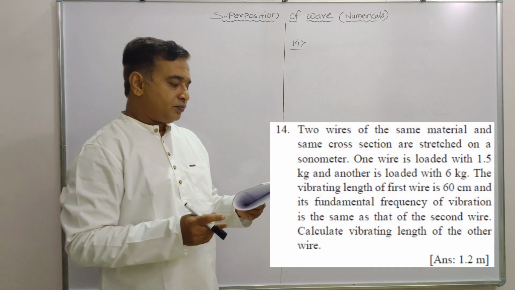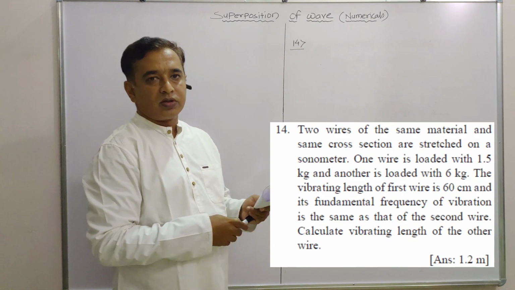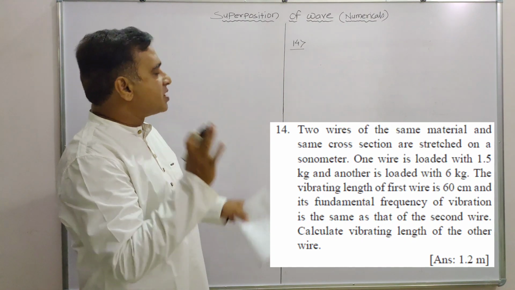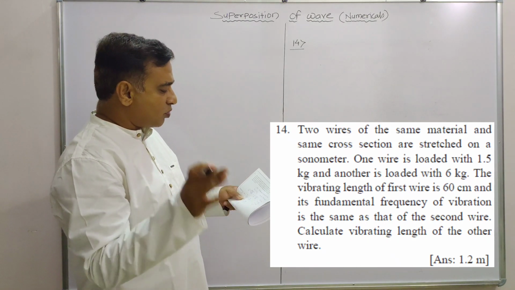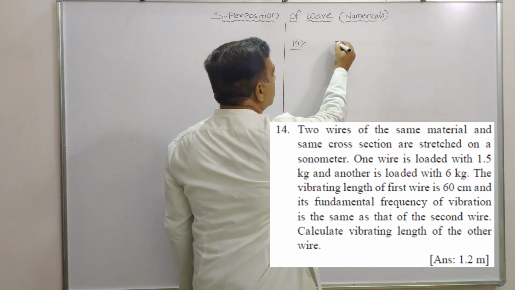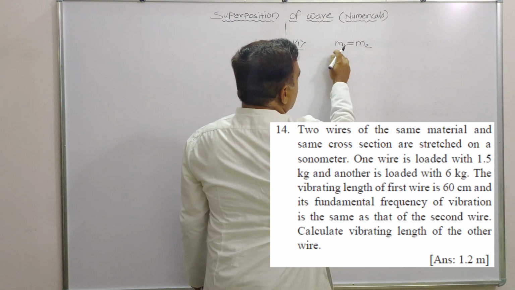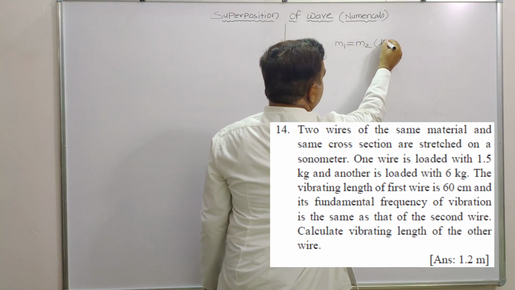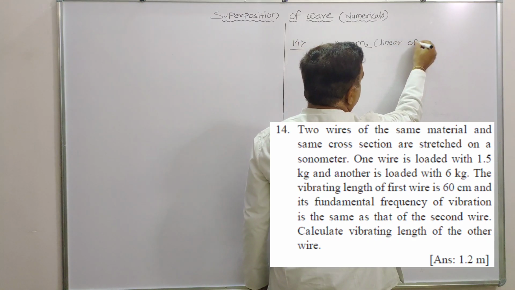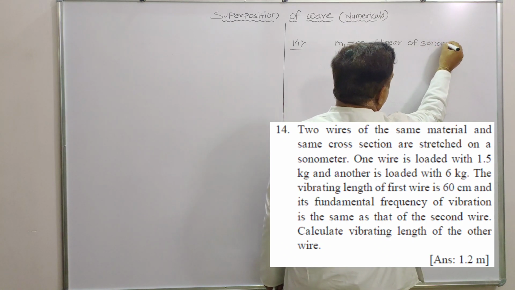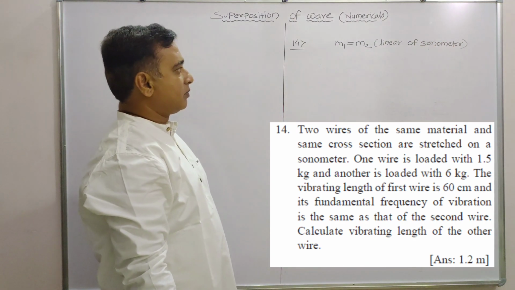Problem number 14. Two wires of same material. One by one, I'm directly going to write the data. If the two wires of same material and same cross section are stretched on a sonometer, same material means their mass per unit length, the linear density of the sonometer wire, is equal.